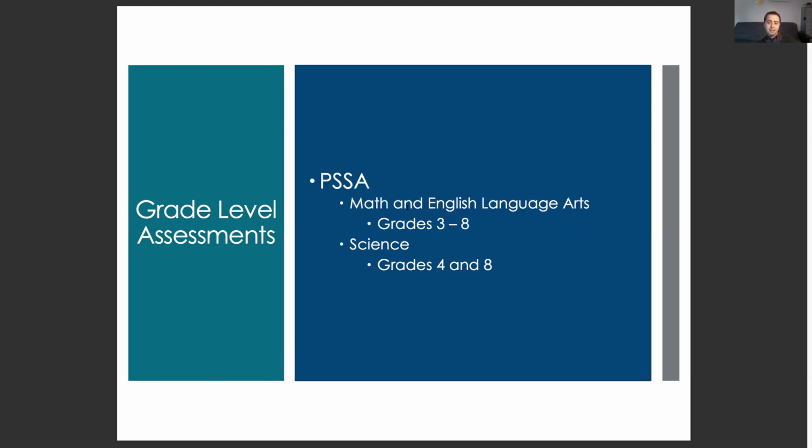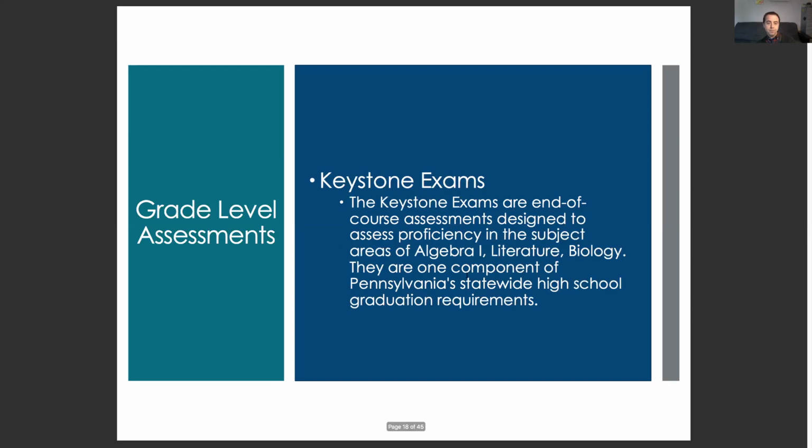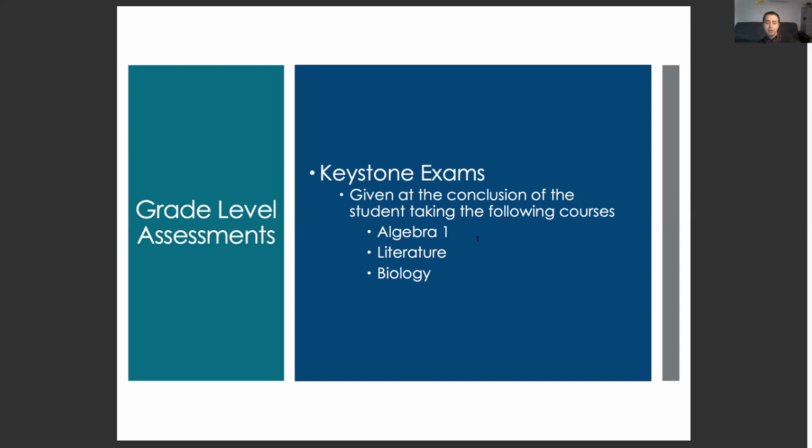When we talk about the PSSA, the math and English language arts assessments are given in grades 3 through 8, and we also test science in grades 4 and 8. The Keystone exams are end-of-course assessments designed to assess proficiency in the following areas: algebra, literature, and biology. They are just one component of Pennsylvania's statewide high school graduation requirement. The Keystone exams are given at the conclusion of the student taking the following courses: Algebra 1, Literature, and Biology.